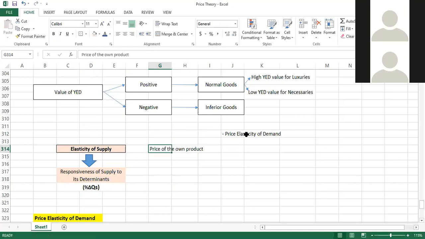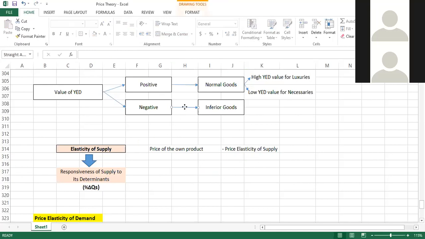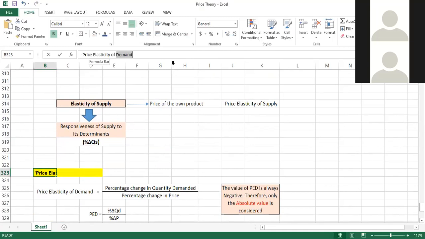That is, what is the responsiveness of quantity supplied with respect to the price of the own product. Therefore, only the price elasticity of supply is analyzed. So the elasticity of supply we analyze with respect to one main factor, that is the price of the own product, right? So when the price of the own product changes, what is the response? That is called the price elasticity of supply.